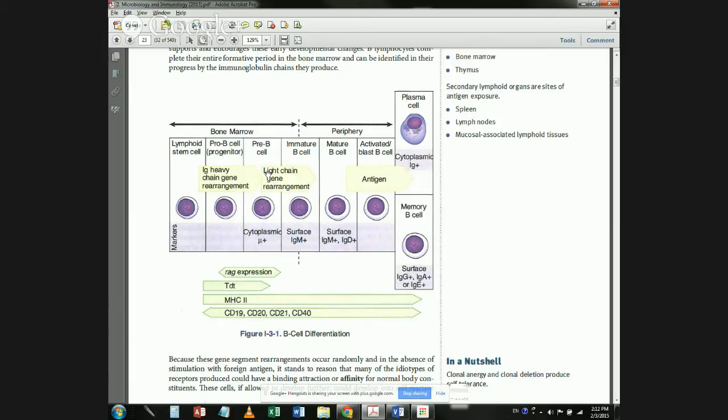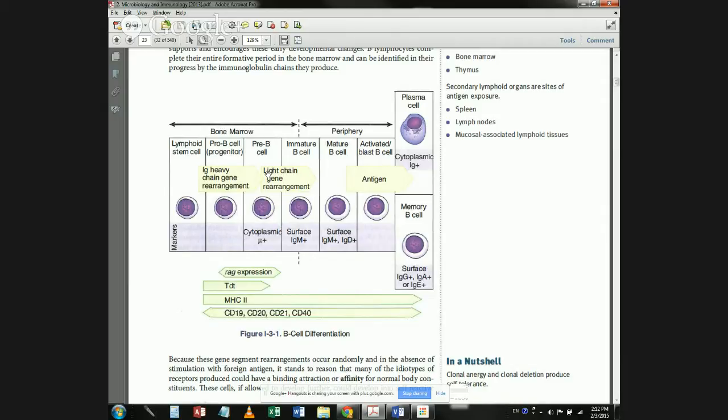And that is called the immature B cell. So notice that there is no IgD in the immature B cell. So no IgD in B cells in the bone marrow. Once you have an immature B cell with both its heavy and light chains together, it has IgM, it is MHC2 positive, it is CD40, CD19, 20, and 21 positive.